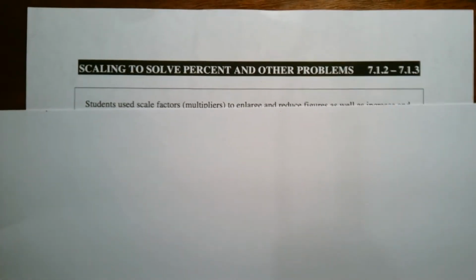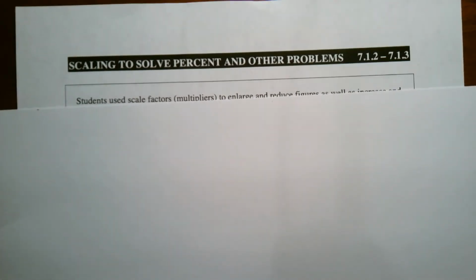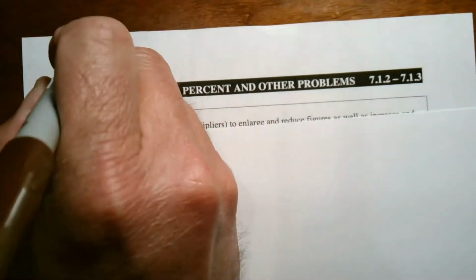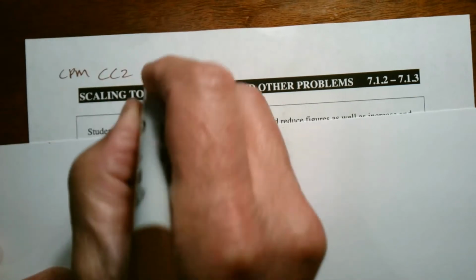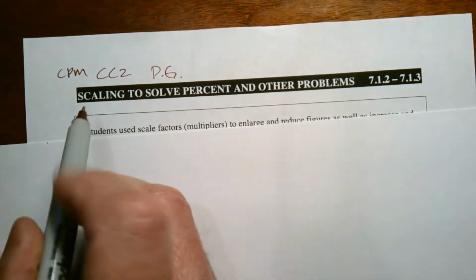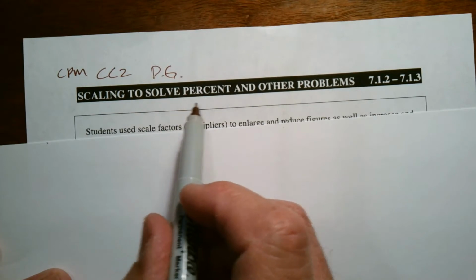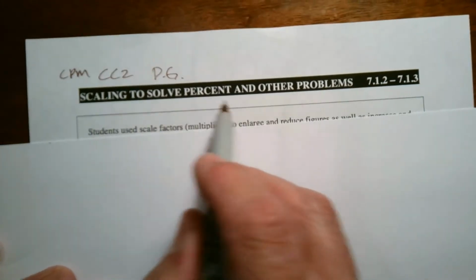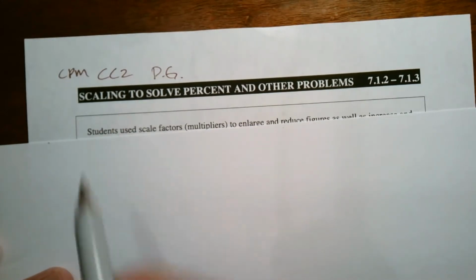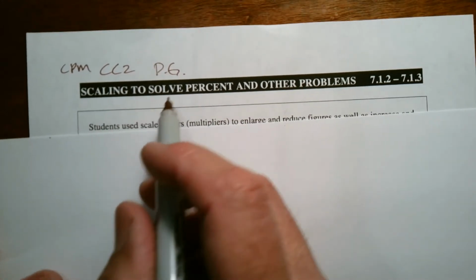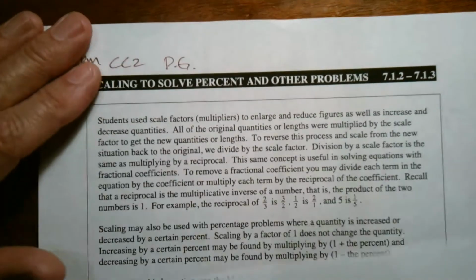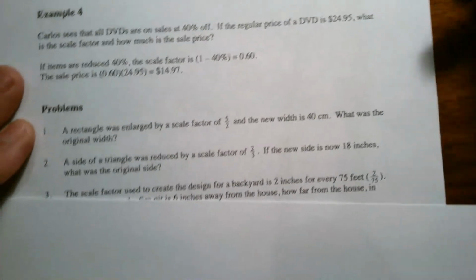We are taking a couple questions off of a parent guide. This is course 2, so CPM course 2, and this is one of those parent guides, specifically scaling to solve percent and other problems. So we're going to be dealing with a percent problem as well as a scaling problem, kind of a ratio situation, getting a unit rate. So the ones I'm going to do from this are numbers 3 and 11.